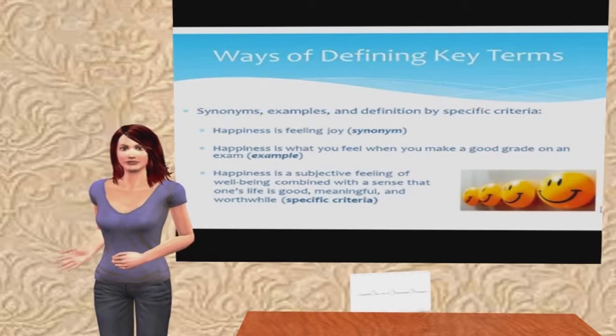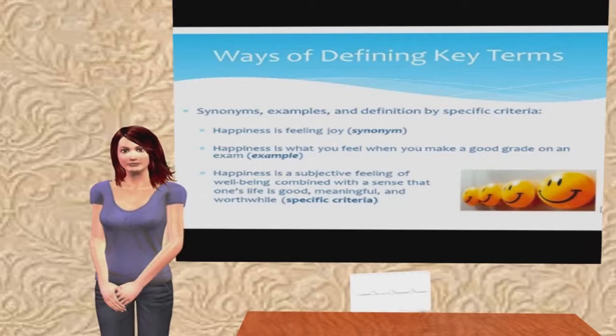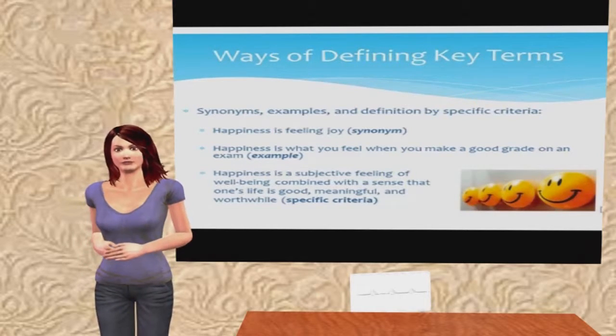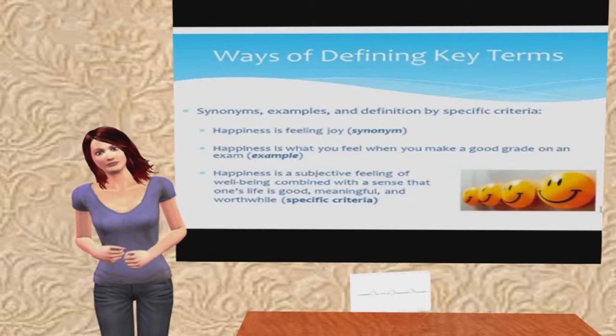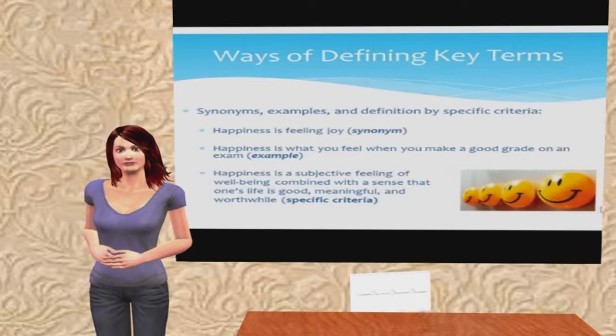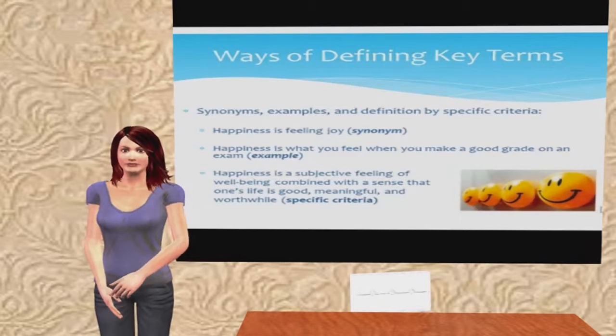So there are some typical ways of defining key terms: synonyms, examples, and definition by specific criteria. These help you figure out ways that authors will typically try to define potentially ambiguous terms, but also how you yourself could go about defining terms that your readers might find ambiguous in your own writing.